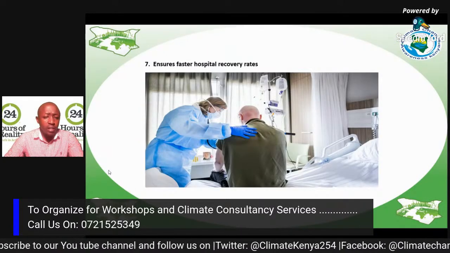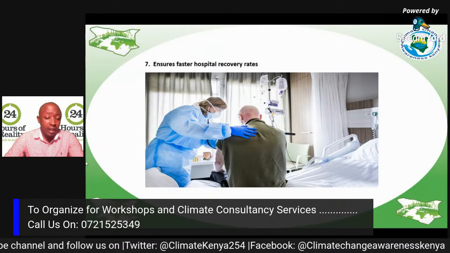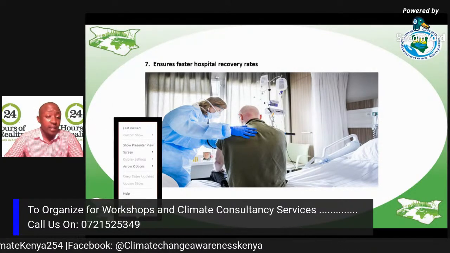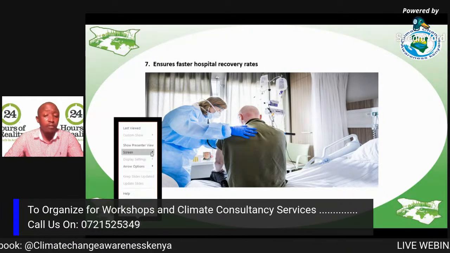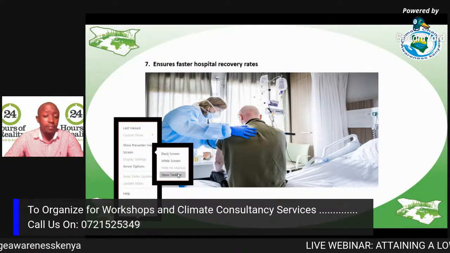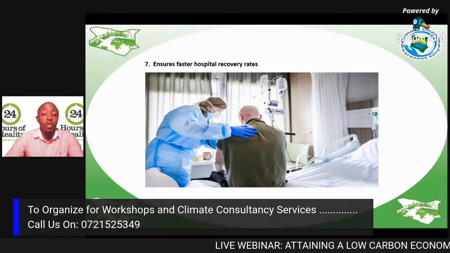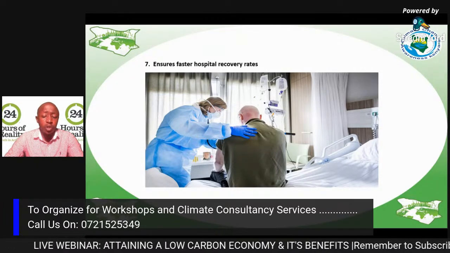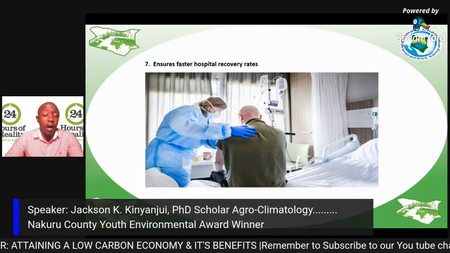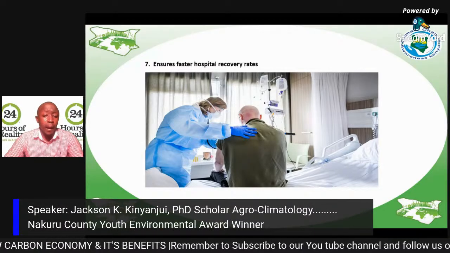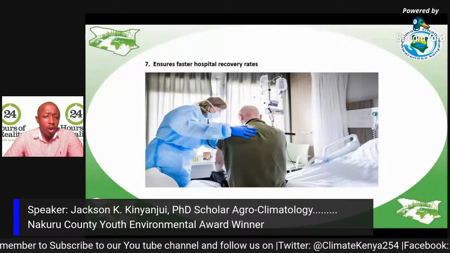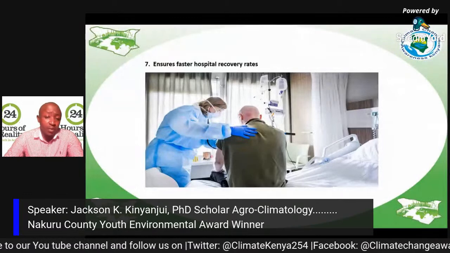It ensures faster hospital recovery. This is very true in that, as I stated earlier, once we have cleaner air, we'll be able to protect our health, we'll be able to protect our children, and that means that the hospital recovery rate will be much faster.